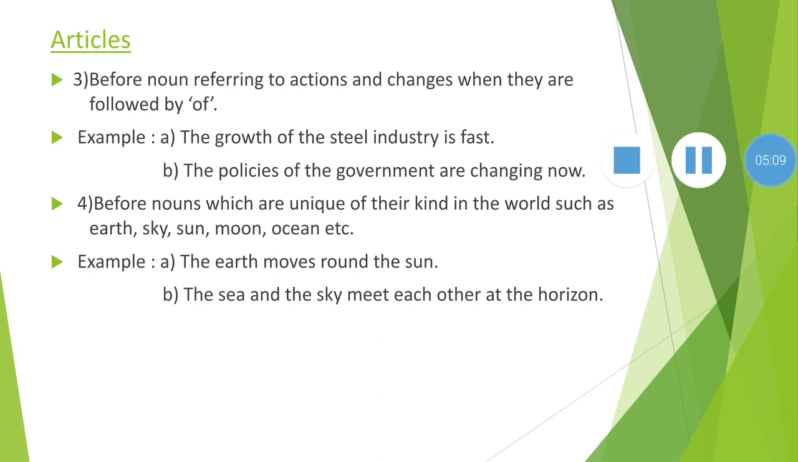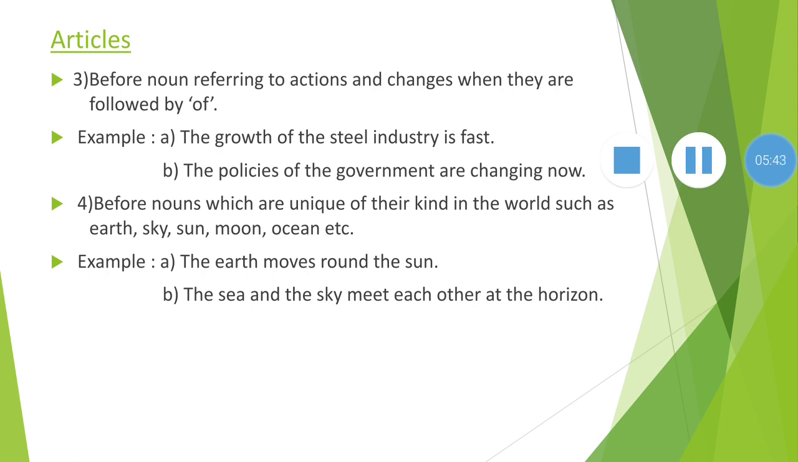Number three, before the noun referring to actions and changes when they are followed by of. For example, the growth of the steel industries is fast. In this example, the steel follows the preposition of. That's why we use the article the before steel. Number two, the policies of the government are changing now.